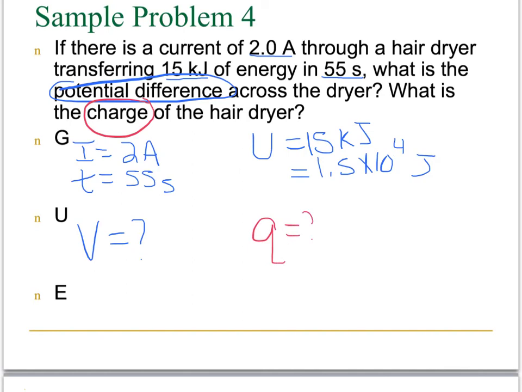Okay. To solve the first part of this problem, we have to go back to the notes that we learned about last week. We learned that the voltage is equal to the change in energy divided by the charge. Charge and voltage are both our unknowns. So even though the question asks us for the potential difference first, we actually have to solve for the charge first. And to do that, we're going to use current equals charge divided by time.